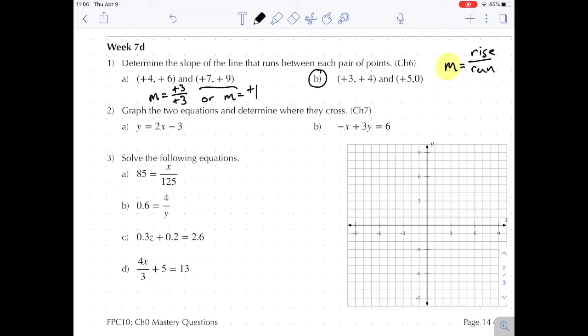Plus 3, plus 4 is right there. And then plus 5, plus 0. That's right there. That's our line. Now we have to look at the slope. This line goes down 4 and over 2. Always work from left to right. So our slope is going to be down 4 and over 2. In this case, m is equal to -2.